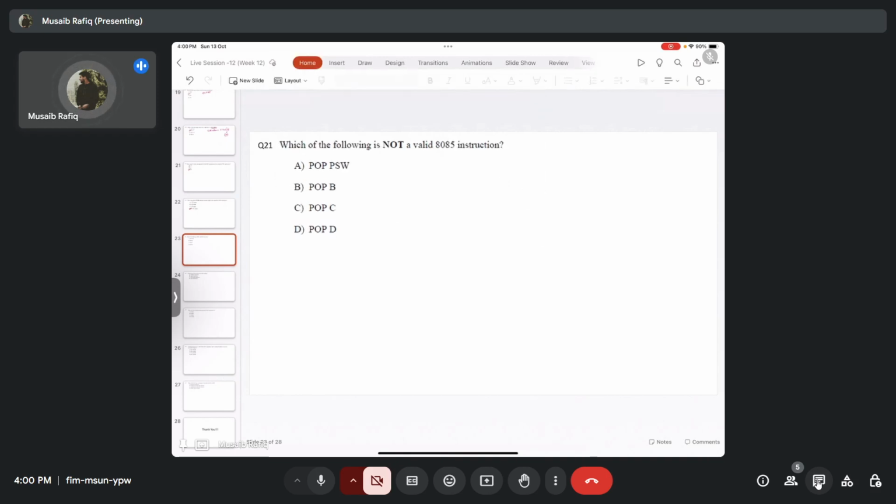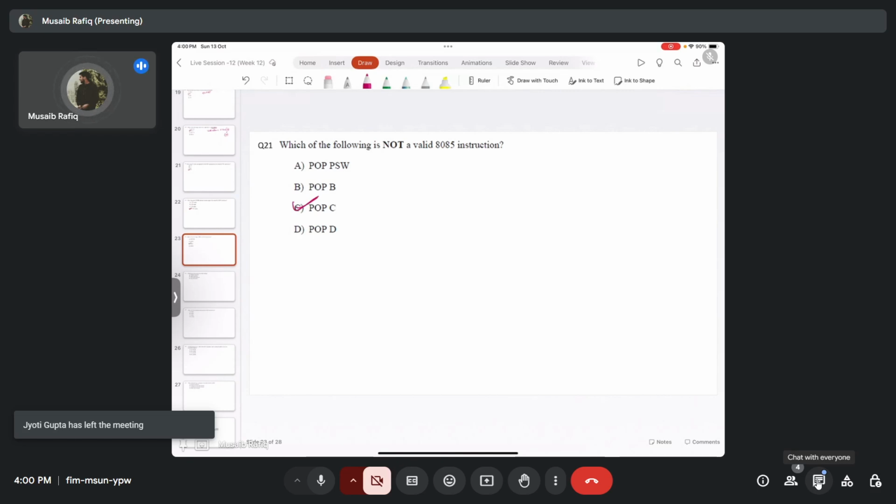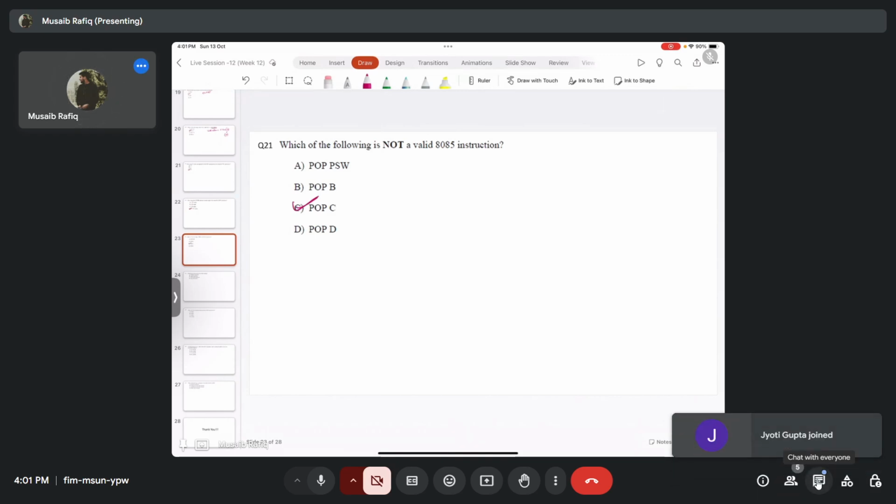Now the next question. Which of the following is not a valid 8085 instruction? POP PSW, POP B, POP C, POP D. Anyone? So among the following options, the incorrect instruction is POP C. Basically, the POP instruction copies the contents of two memory locations to a register pair. So when you do POP B, it will automatically take B and C. So POP C is not a valid instruction. Option C, POP C.